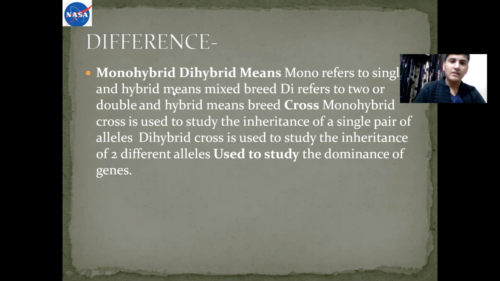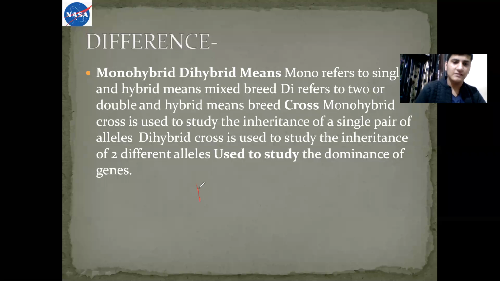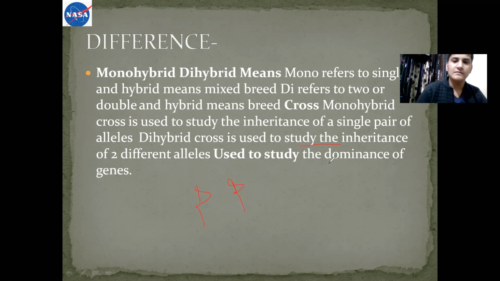What is an allele now? Alleles are the two genes which have similar structure. Now a dihybrid cross is used to study the inheritance of two different alleles, the dominant ones, which are in majority, of genes.